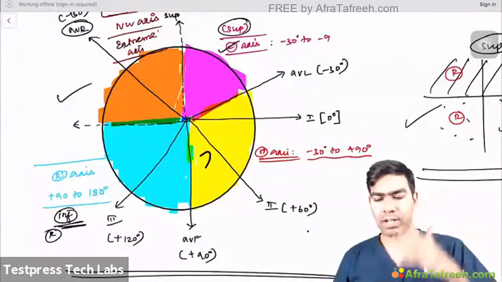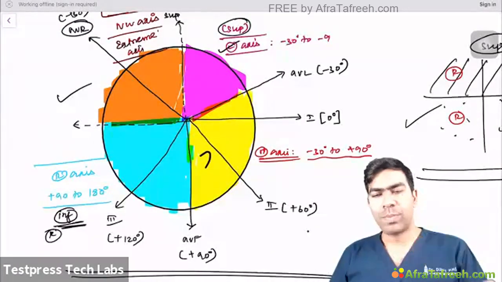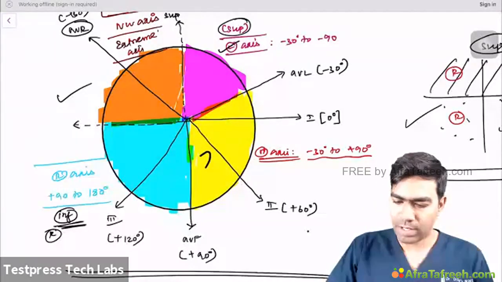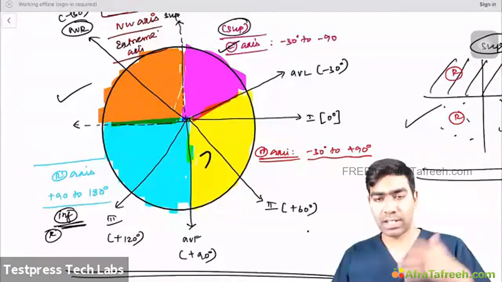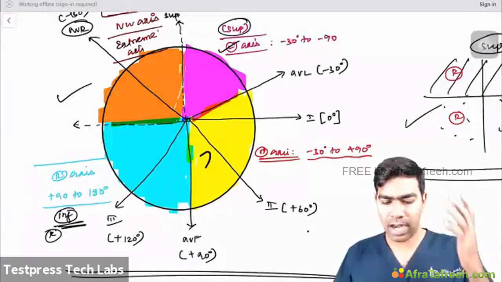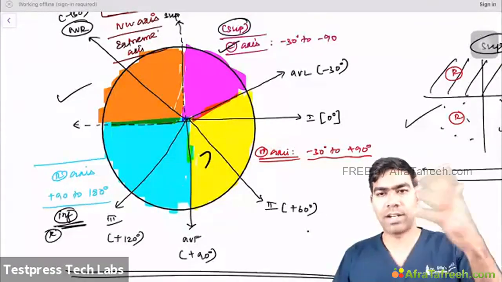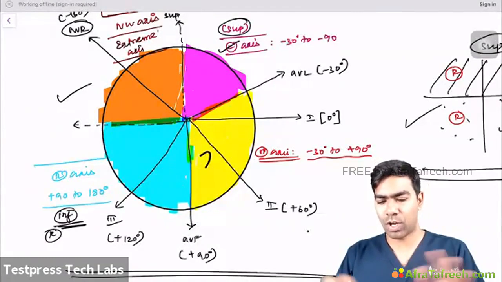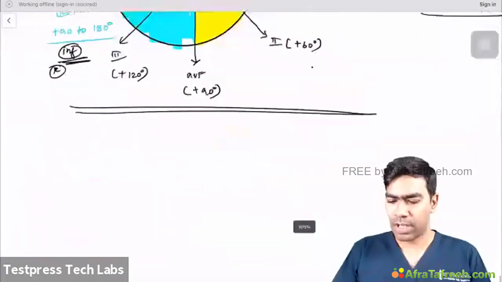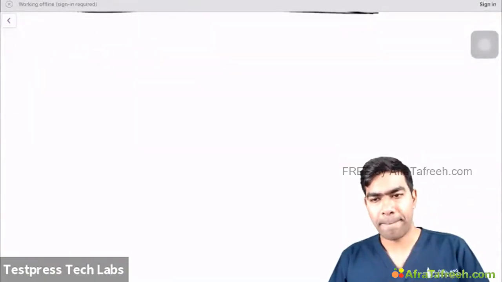Normal, -30 to +90. Superior, -30 to -90. So I can write here again, -30 to -90. That is left axis. Then right axis is +90 to 180 degrees, and northwest axis, extreme axis, is -90 to 180 degrees in this location. So all these things are clear now. So how to really find out an axis? You're going to have a rule. That's a very simple rule.